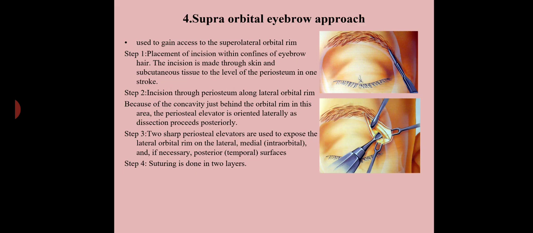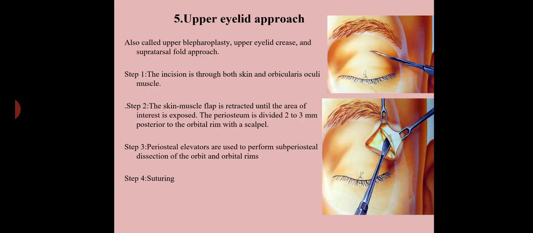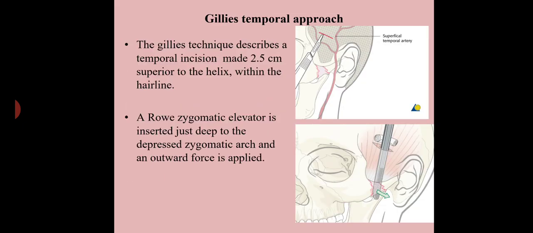Fourth is the supraorbital eyebrow approach. It is used to gain access to the superior lateral orbital rim. Fifth is the upper eyelid approach. Seventh is the Gillies temporal approach.